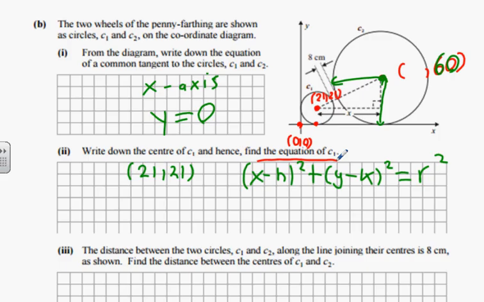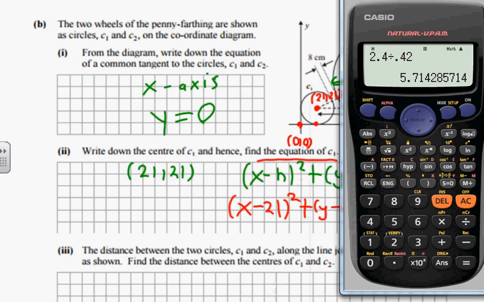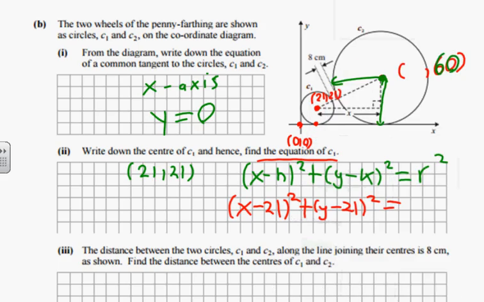Lads, what do h and k stand for? The centre of the circle. Yeah. So x minus 21 squared plus y minus 21 squared. What's the radius squared? What is the radius? 21. So 21 squared is 441. Now, there we go.